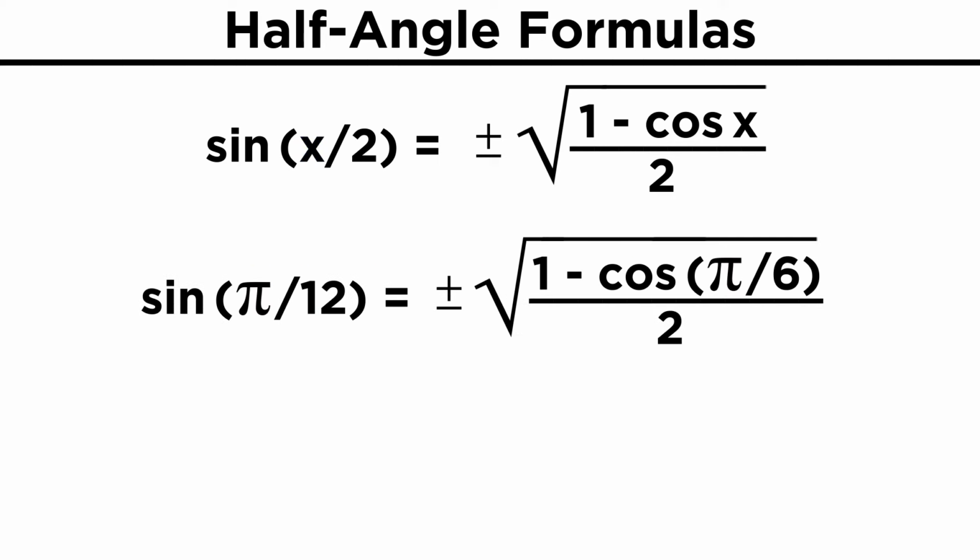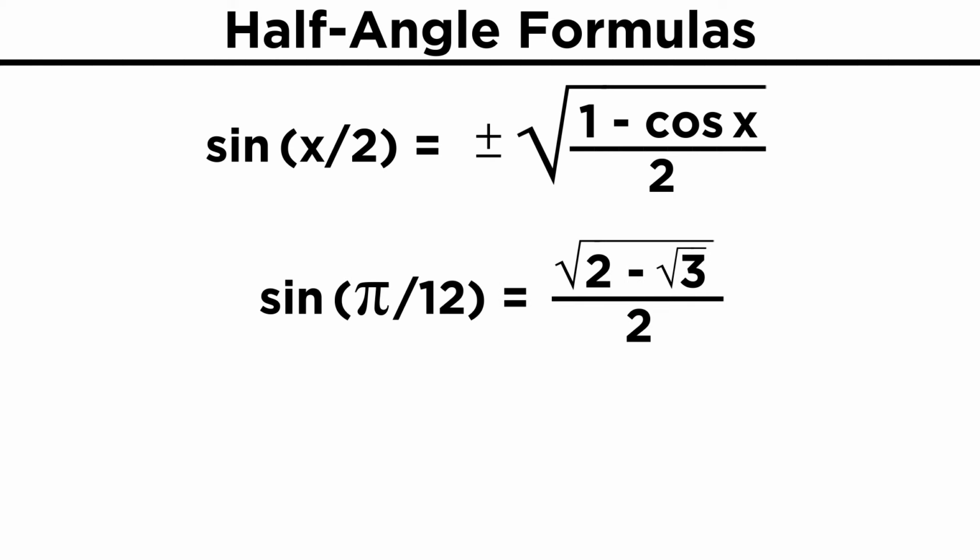So the sine of 1/12 pi is equal to the square root of 1 minus the cosine of 1/6 pi, over 2. The cosine of 1/6 pi is root 3 over 2, so we have 1 minus root 3 over 2, over 2 inside the radical. Let's turn 1 into 2 over 2 so that we can combine these to get 2 minus root 3 over 2, over 2 again, which means 2 minus root 3 over 4.